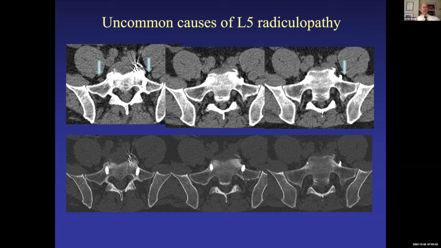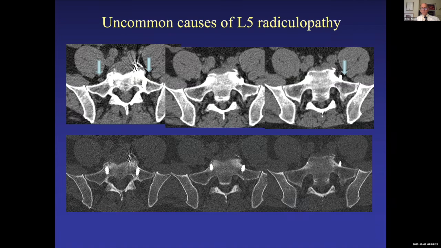So those blue arrows are pointing to the L5 roots that have come out of the foramen and gone down in front of the sacral ala. Notice there's a screw impinging on the left L5 root. This patient had an L5 radiculopathy that was new after surgery due to irritation by that pedicle screw.